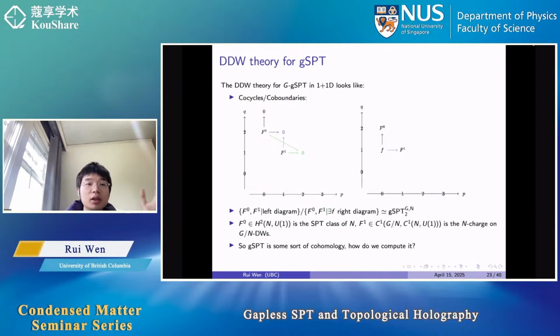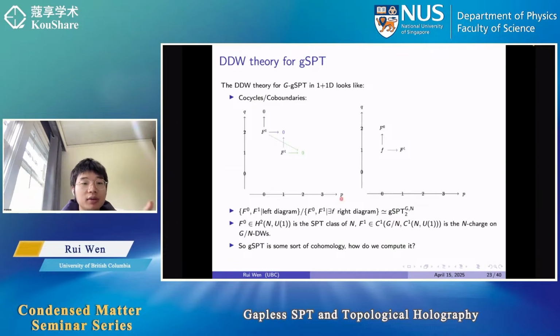Okay, then the decorated domain wall theory for gapless SPT in 1+1 would look like something like this. Again, we can think of this as some cocycles modded out by some coboundaries. But the cocycles look like this. We only have two terms, F0 and F1, and the red equation is gone. We won't have three equations. The red equation is like the emergent anomaly, the anomaly of G over N, right?